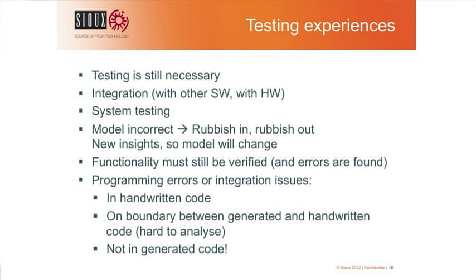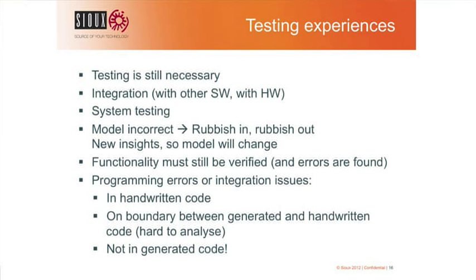We needed to test the integration with the hardware and with the mechanics. That still needs to be tested. We also need to test on system level that all the functions are working correctly. And here we also saw that when the model is incorrect, the code can be 100% correct according to the model, but when the model is incorrect, the code is incorrect too, of course. It's just a principle of rubbish in, rubbish out.